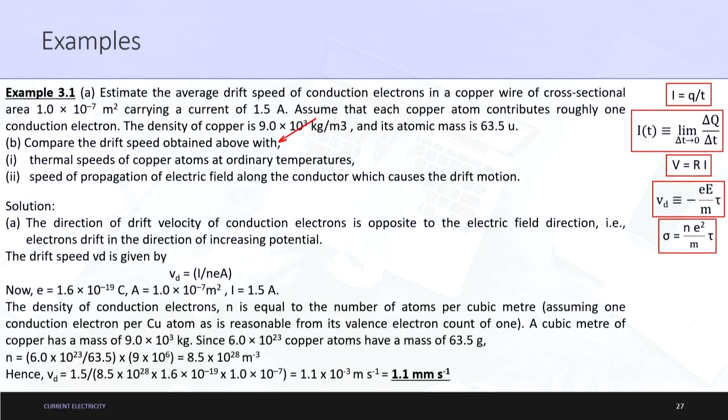Okay. So, the first question says: estimate the average drift speed of conduction electrons in a copper wire of cross sectional area A. So, area A is given to you, let me write it here. Next, it is carrying a current of 1.5 ampere. So, current I is given to you, that means the value of J is also given to you. Assume that each copper atom contributes roughly 1 conduction electron. So, for every atom, a charge is produced for 1 electron only. The density of copper is given to you, that is mass upon volume.